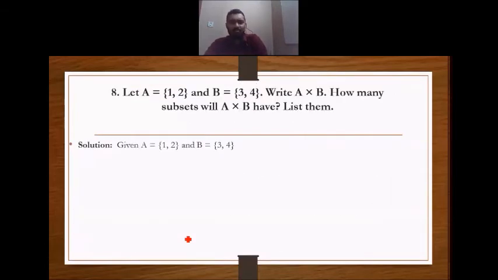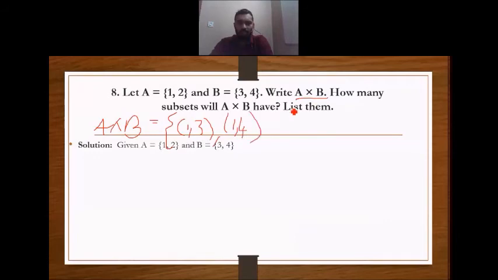Next, 8th question. Let set A equal {1, 2} and set B equal {3, 4}. Write A cross B. How many subsets will A cross B have? Now, set A is given as {1, 2}, set B is given as {3, 4}, we have to find A cross B. What elements are there in A cross B? To find the elements of A cross B, it is nothing but ordered pairs: first element from the first set and second element from the second set. So (1,3), then (1,4). Next, first element from the first set, so (2,3) and (2,4).